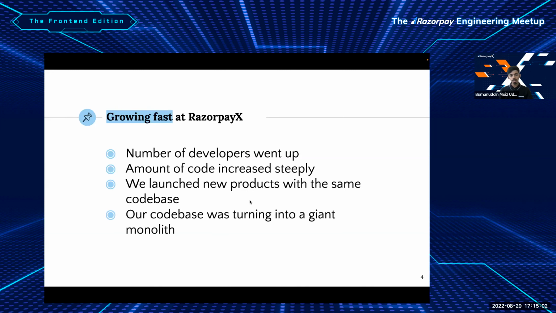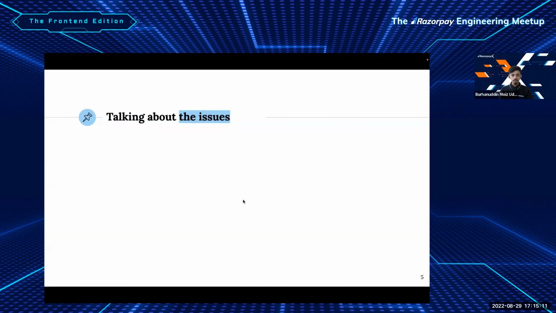Right, and with that, our code base was turning into a giant monolith because more and more code was getting added, and we don't like monoliths anyway. Since the code base size was increasing, we started facing a few issues with the size itself. The build times and the test times were going up. It was taking much longer to build it.